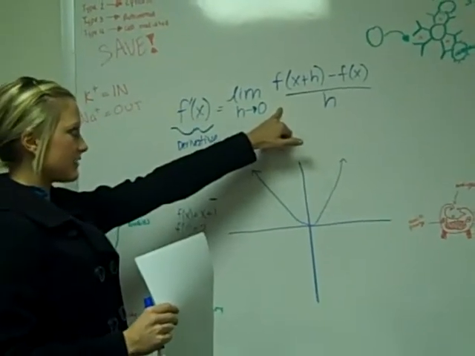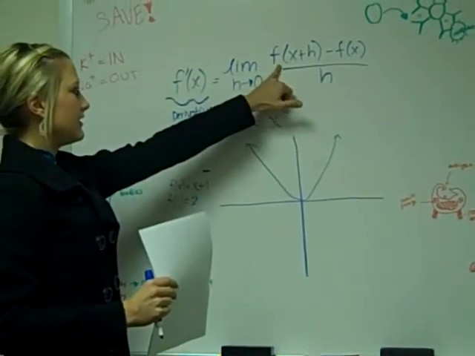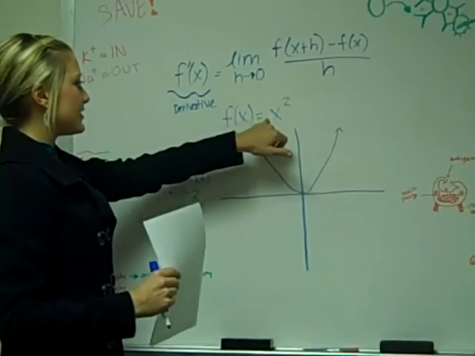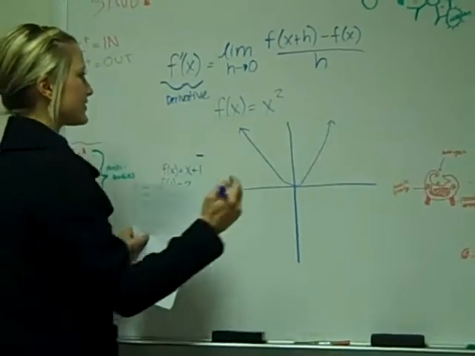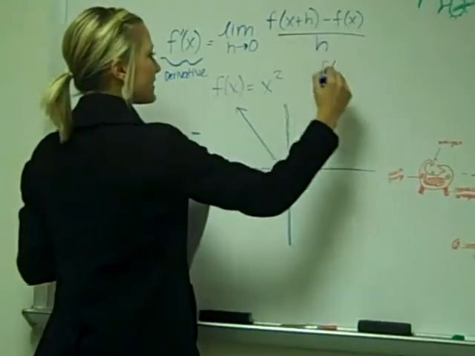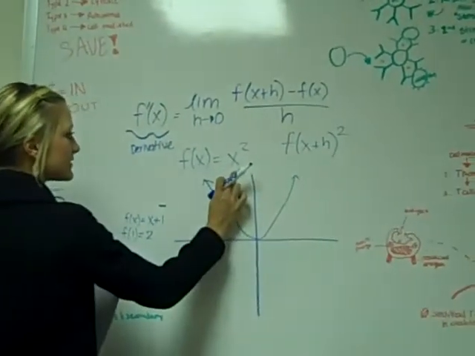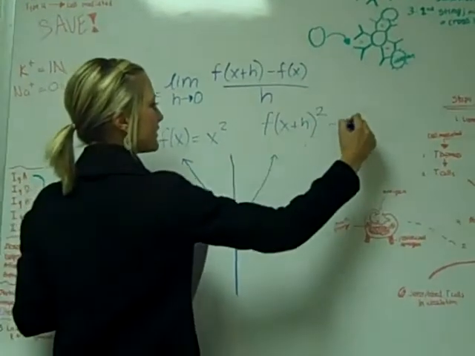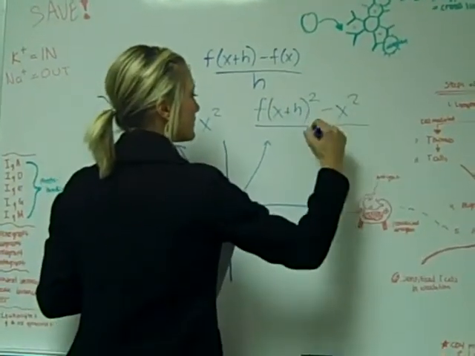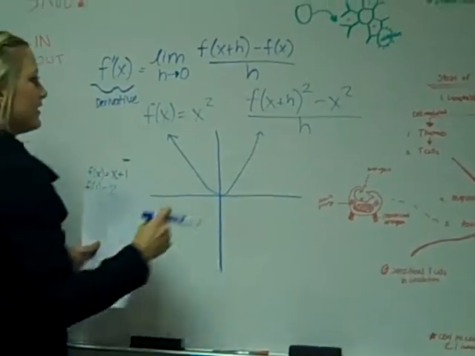You want to plug this x plus h in for here. So let me just show you how this goes. F of, you're going to plug x plus h into here, squared, minus your f of x, which is just x squared, all over h. And this is as h goes to 0.